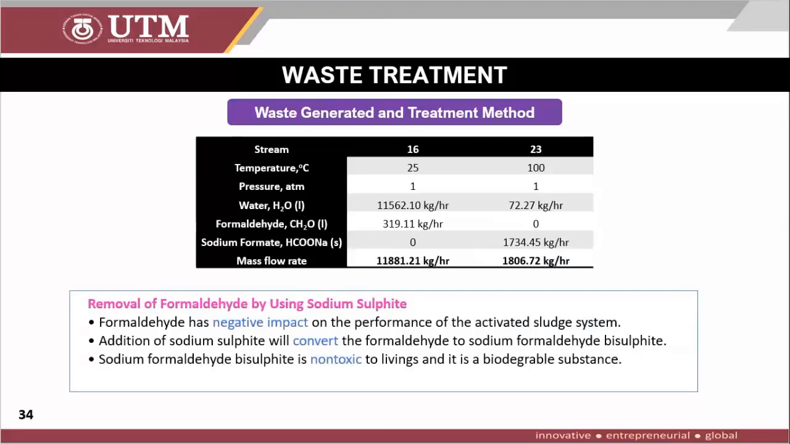Formaldehyde is extremely toxic even in very small concentration, and it will cause negative impact on the performance of the activated sludge system. That formaldehyde needs to be treated, and the method that we use to treat formaldehyde is by adding sodium sulfide. It will convert formaldehyde to sodium formaldehyde bisulfite, and it is non-toxic to living things, and it is a biodegradable substance.